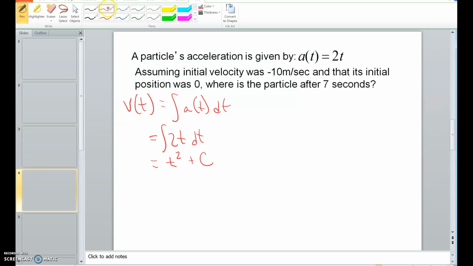Okay, we get that the velocity function is v of t equals t squared plus c. Now is where we're going to use the information about the initial velocity. So we know that initial velocity was negative 10. When we plug in 0 into the velocity function, we should get negative 10 out. So we know that 0 squared plus c has to be equal to negative 10. That means c is going to be negative 10. So our final velocity function is going to be t squared minus 10.